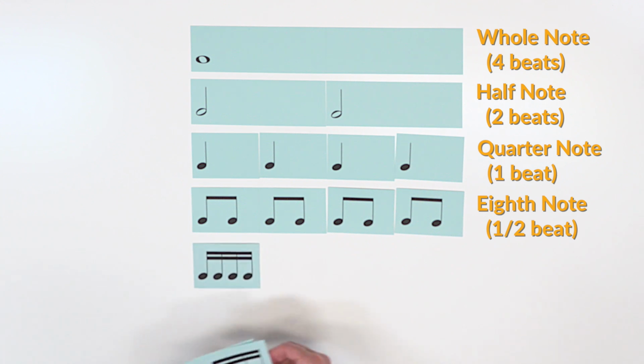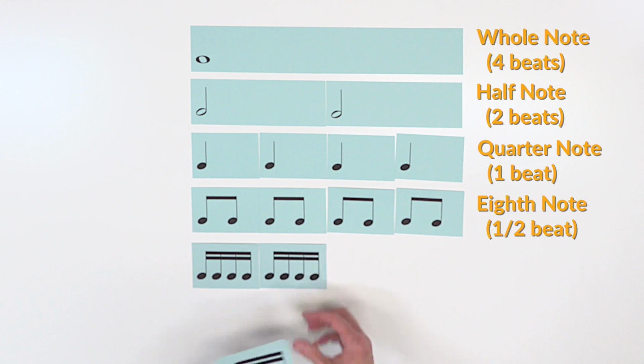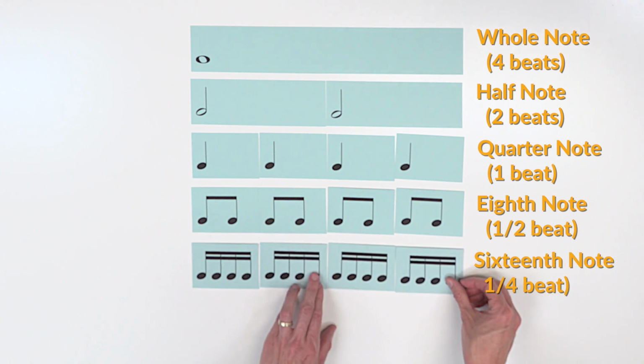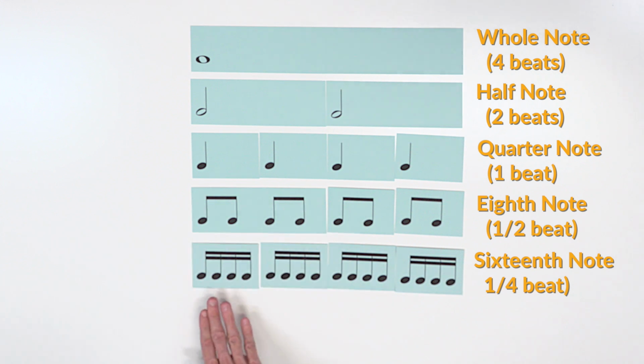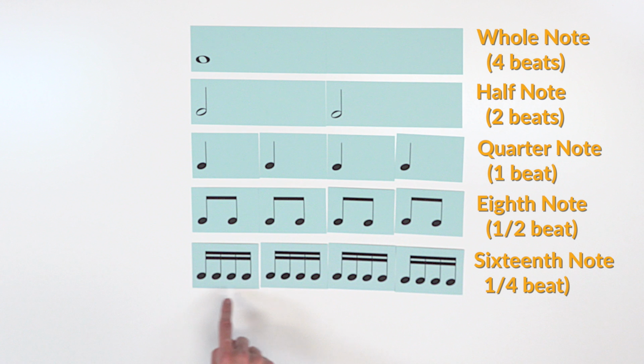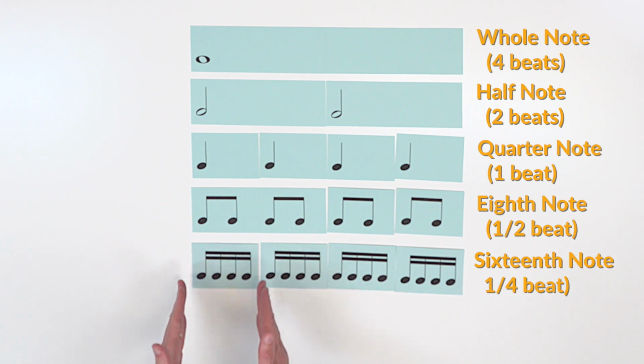That would give us 16th notes. Now we're going twice as fast again. Now we have ticky, ticky, ticky, ticky, ticky, ticky, ticky, ticky. Here's a question for you. How many 16th notes can fit into 1 quarter note? If you said 4, you're correct. You can fit 4 16th notes in the same duration, the same amount of time it takes to do 1 quarter note.